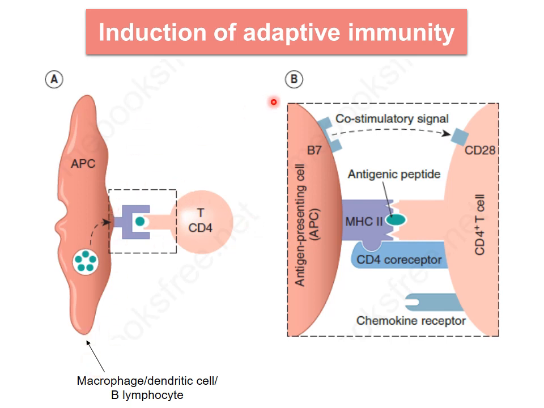Let me brief about this image. This is an antigen presenting cell, this is a CD4 cell, showing how the antigen presenting cell is engaged with the CD4 T cell. This purple color is the MHC complex, and green color is the antigen peptide.